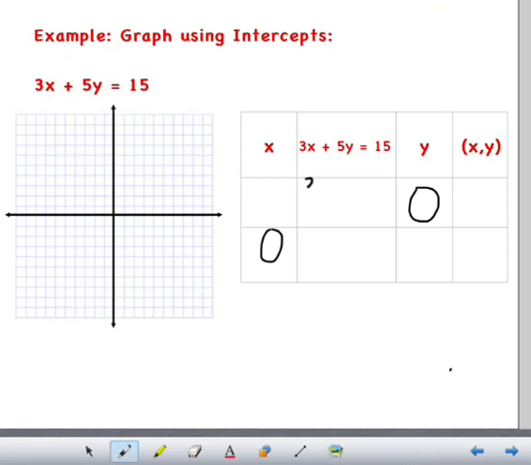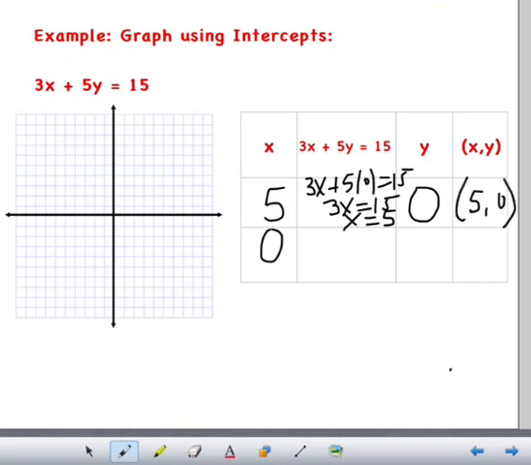So making my y 0, 3x plus 5y equals 15. Or excuse me, not 5y, let's make that 5 times 0. So that's 3x plus 5 times 0 equals 15. 5 times 0 is just 0, and 3x plus 0 is just 3x. So 3x equals 15. Divide both sides by 3. x is equal to 5. So my ordered pair is 5, 0.